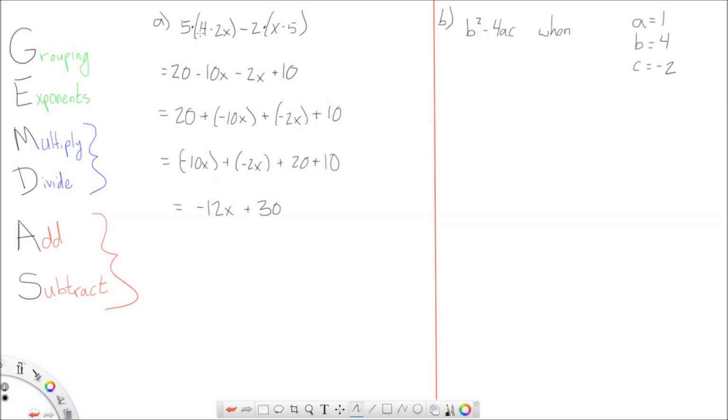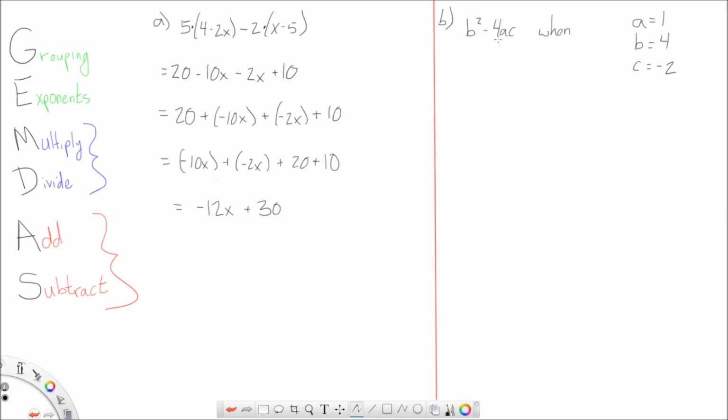So we do our distribution first. Alright, then we move our things to get like terms. You could probably just go from this step here down to the final answer. If you see this negative 10x and negative 2x gives you a negative 12, and the positive 20 and the positive 10 gives you 30. Alright, so these middle steps are just to see what's happening in terms of our rules, but you can't just go straight from this step to that step.